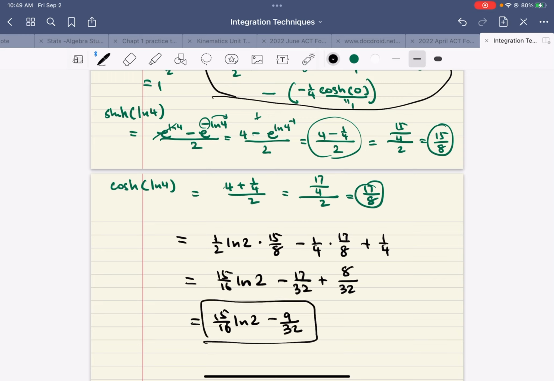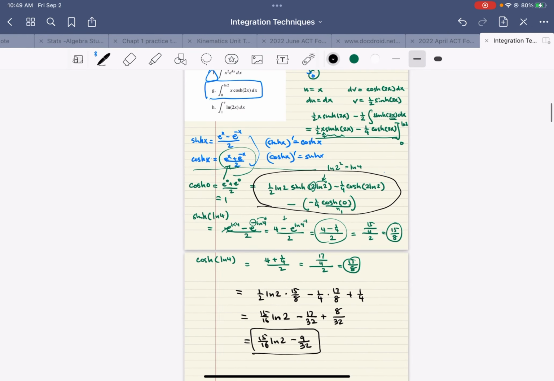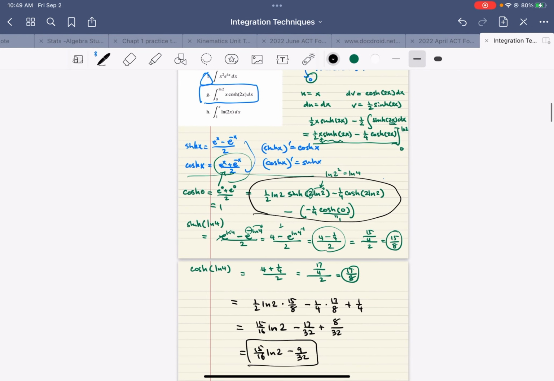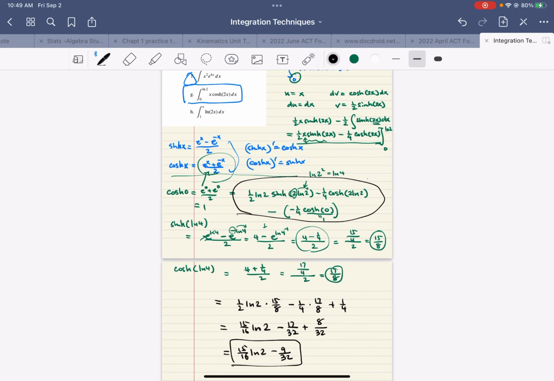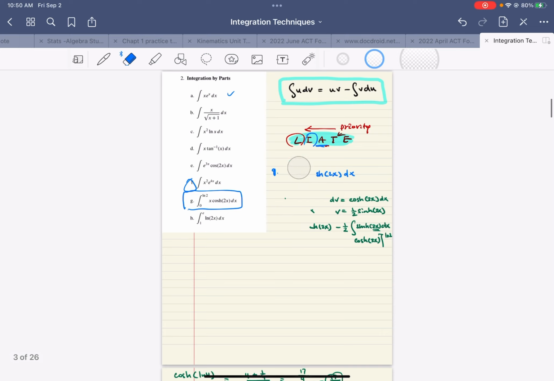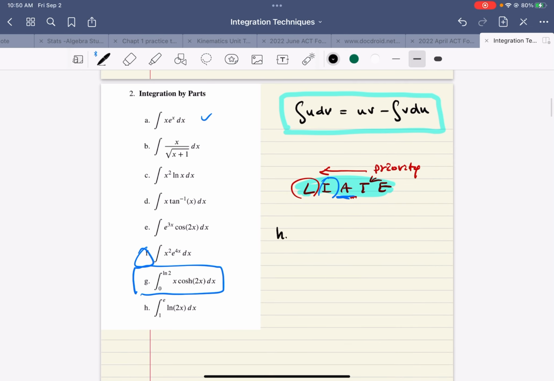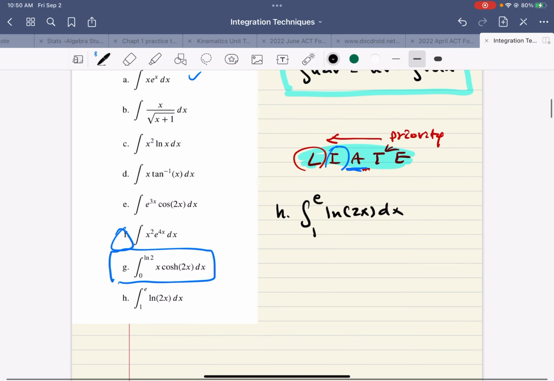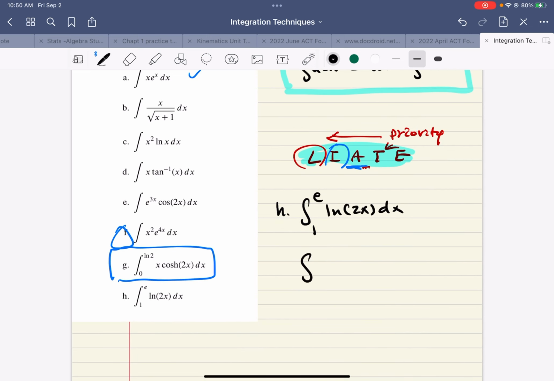Okay? A little complicated, but it's good to know about hyperbolic sine and hyperbolic cosine. Now, let's do h. So let me erase here. So h is the integral from 1 to e of ln 2x dx. Okay, so I can do both ways. So let's do integration by parts, or if you memorize, let's do the easier way first.